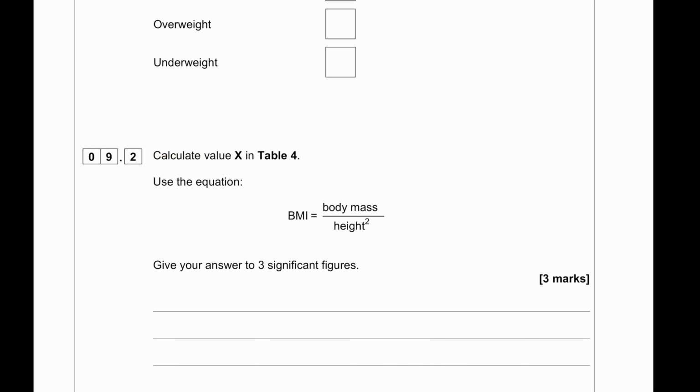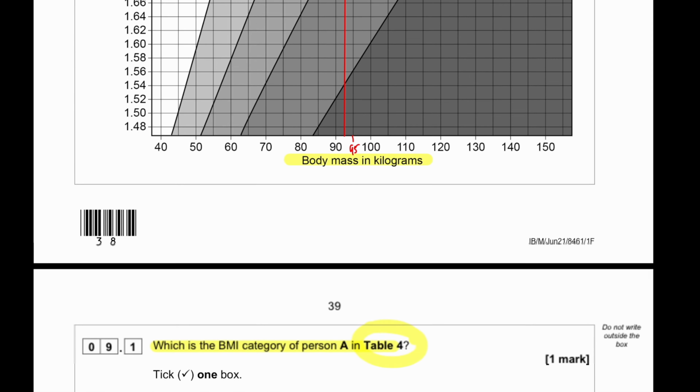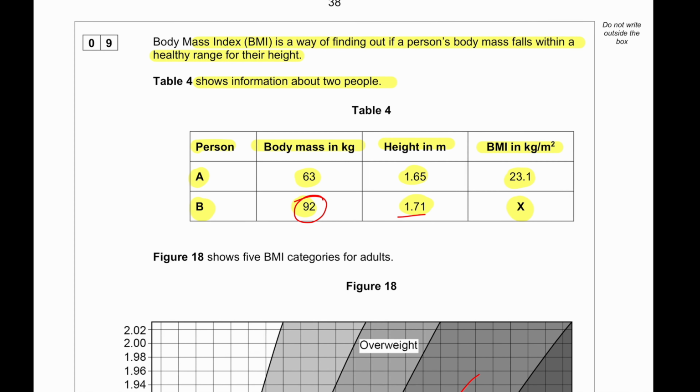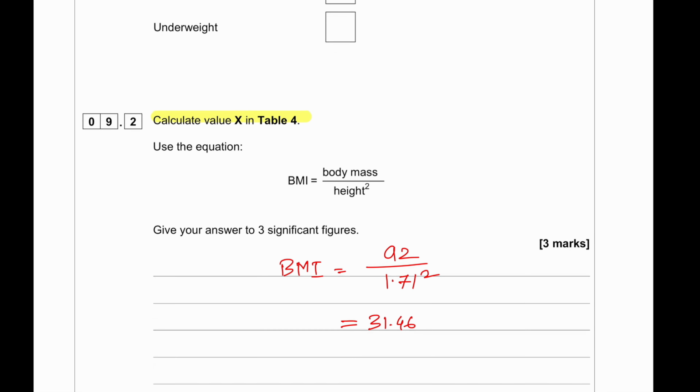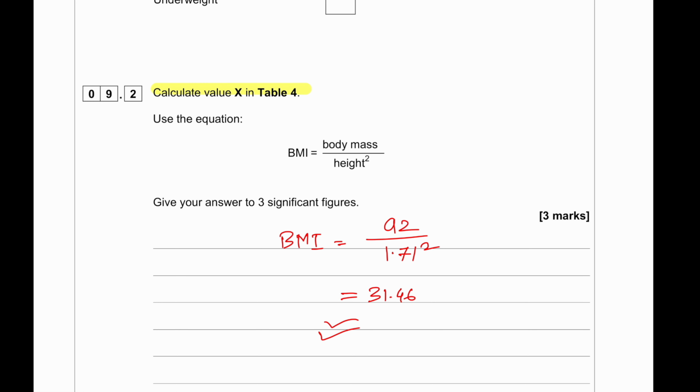Calculate the value of x in table 4. Okay, so for x in table 4, the calculation uses 1.71 and 92. First of all, we take the BMI equals the body mass, in this case 92, divided by the height, which is 1.71 squared. Once we do that, our answer comes to 31.46, which rounded to 3 significant figures will be 31.5.